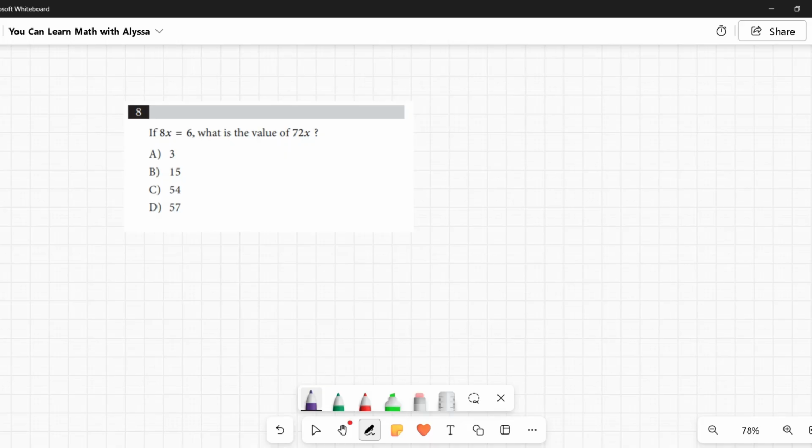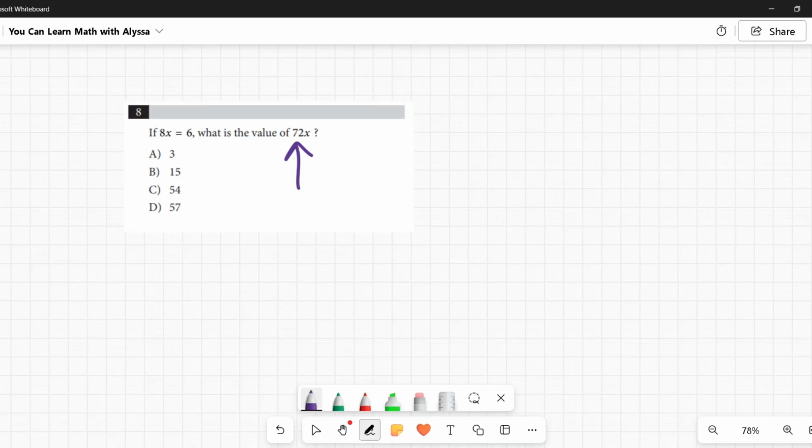Number 8. If 8x equals 6, what is the value of 72x? Now, a lot of times when we have 8x equals 6, our first thought is probably to solve for x, and then once we solve for x, plug it into this equation. You absolutely can do this problem this way. I think there's a way that's a little faster. I'll show you that in a minute.